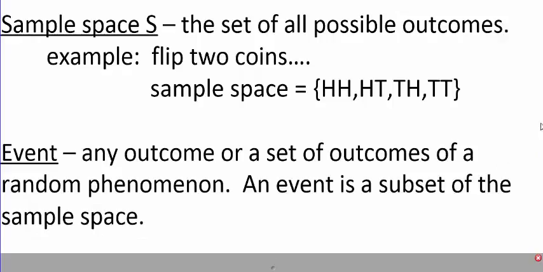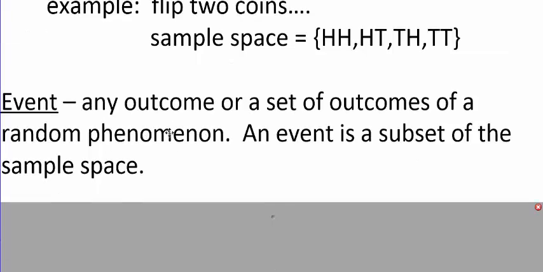An event: any outcome or set of outcomes of a random phenomenon. An event is a subset of the sample space. So an example of an event might be the event where we get one tails. That would be an event. Then you would go back up to your sample space. There are two ways to get just one tails when you flip two coins. So then you can find the probability of getting just one tails. In this case, 2 out of 4, or 50%.